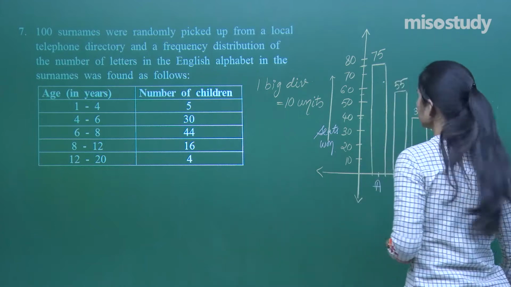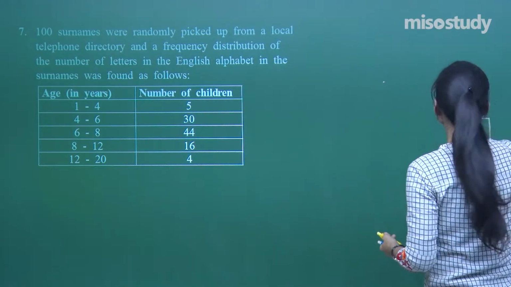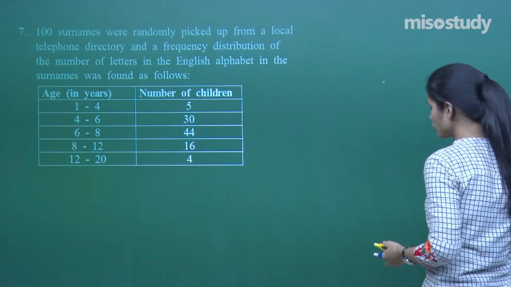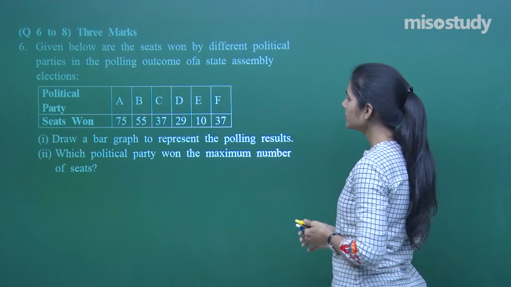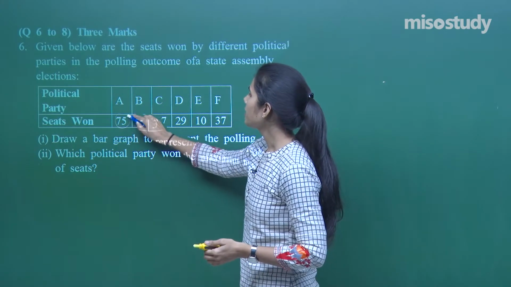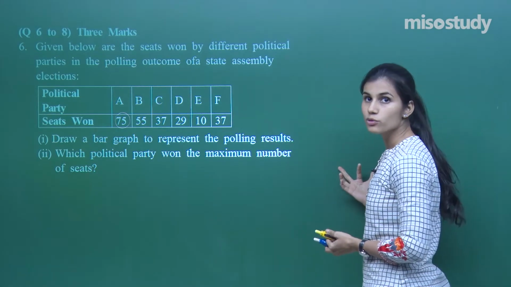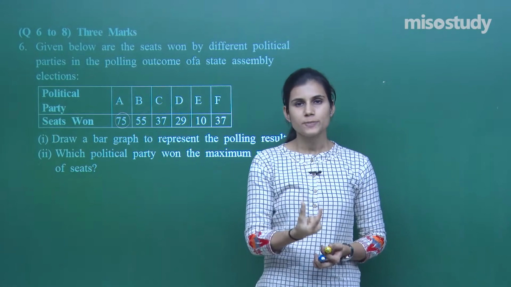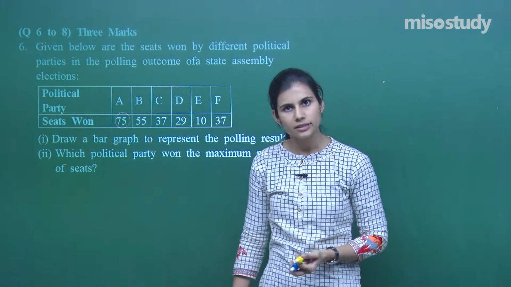100 surnames were randomly picked up from a local telephone directory and a frequency distribution was drawn. Now before I move ahead, here also it is saying which political party won the maximum number of seats. You can clearly see A political party is the party which is winning the maximum number of seats. Also through the bar graph you could see that the bar corresponding to A was having the maximum height. Fine.